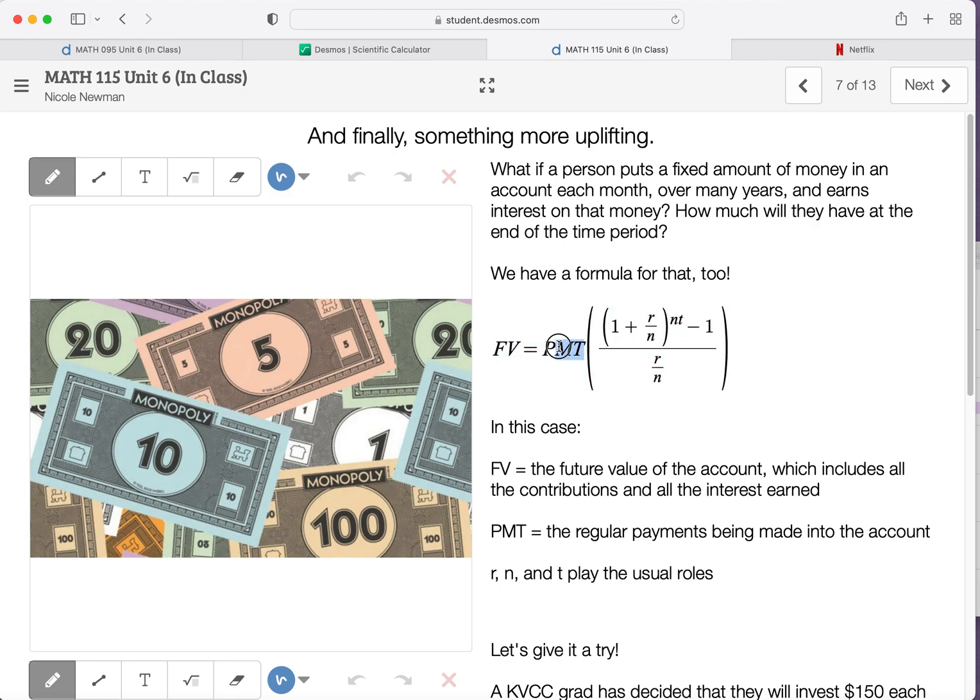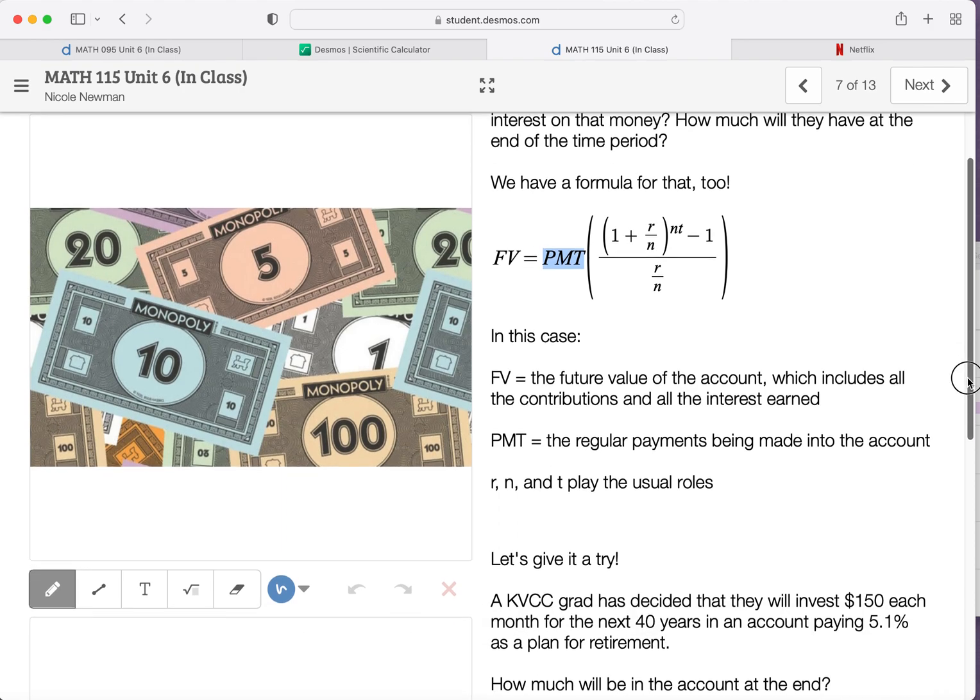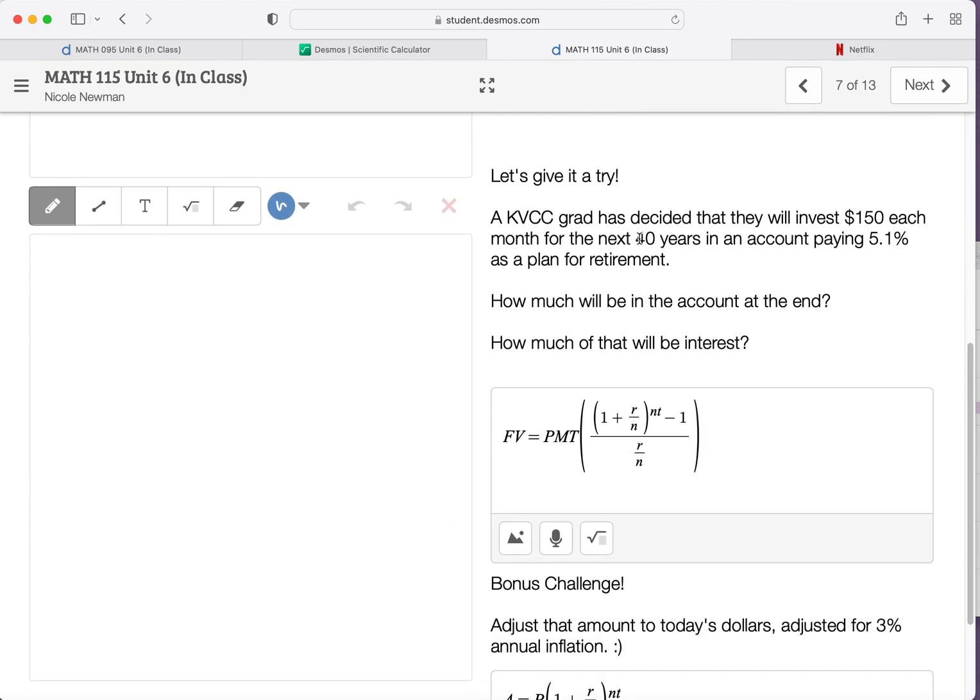Payment will be the payment, usually monthly, that a person puts in. R is the interest rate, and is the monthly component of things. And then T is time in years, just like you're kind of used to. So let's say that we have a KVCC grad. They're going to invest $150 each month for the next 40 years into an account that pays 5.1% interest, and this is part of their retirement plan. We'd like to know how much will be in the account at the end and how much will be interest.